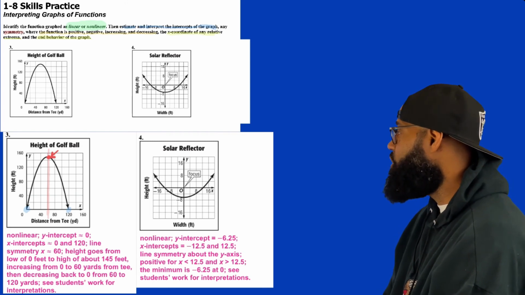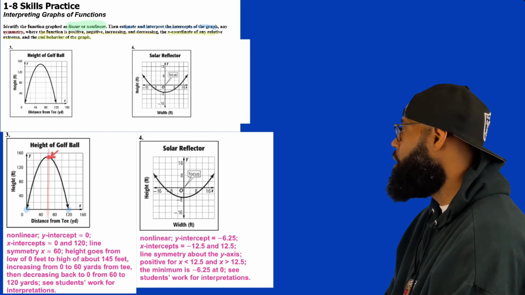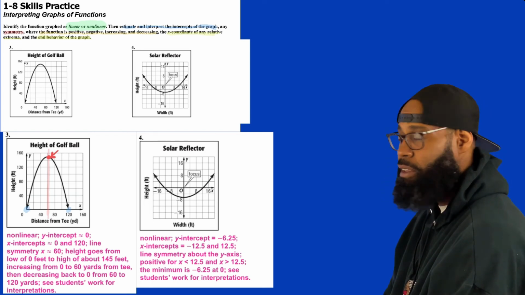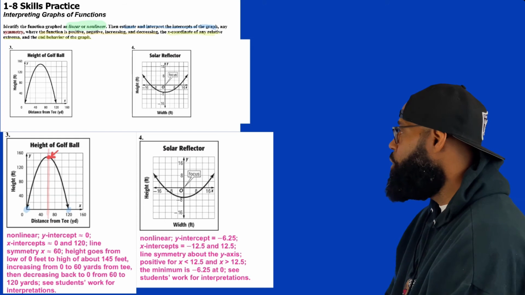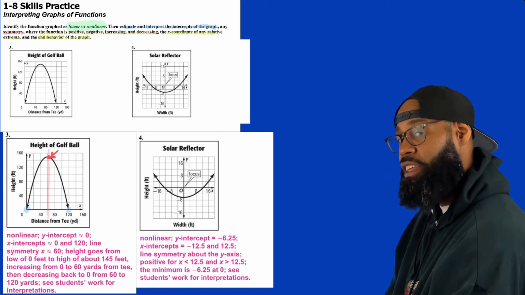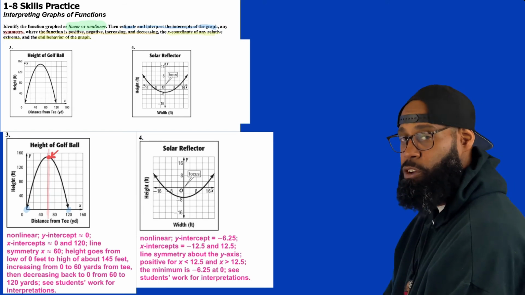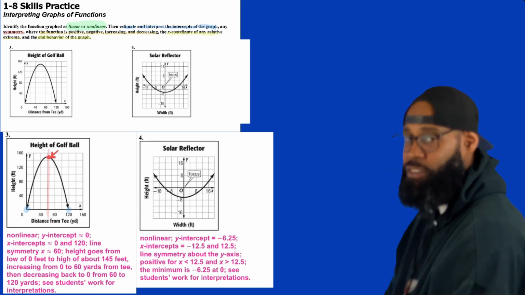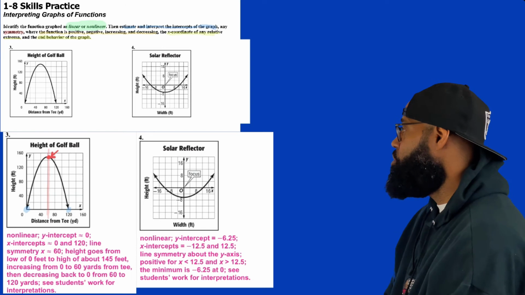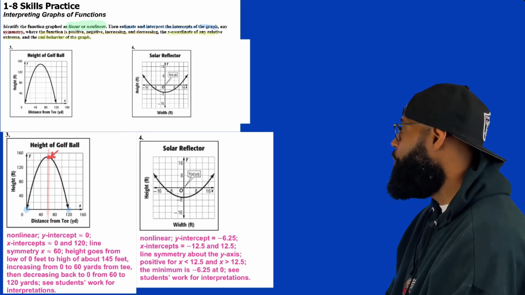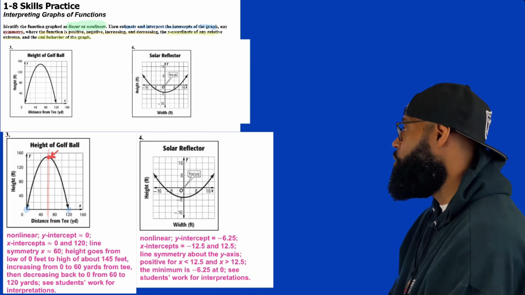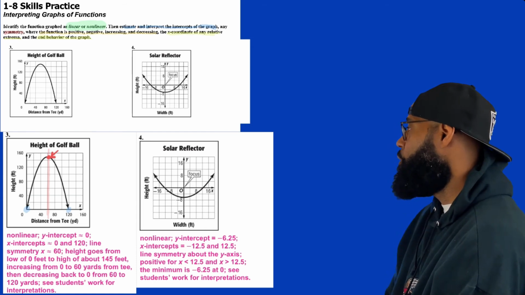Increasing from 0 to 60 yards from the tee. So that's me, of course, describing how that point, that red one, will work out. It will take 60 yards to get to its highest point. That's interpreting the graph. What's going on at that highest point of the graph? I just told you. What else can we interpret? Last thing. Then decreasing back to 0 from 60 to 120 yards. See students' work for interpretation.